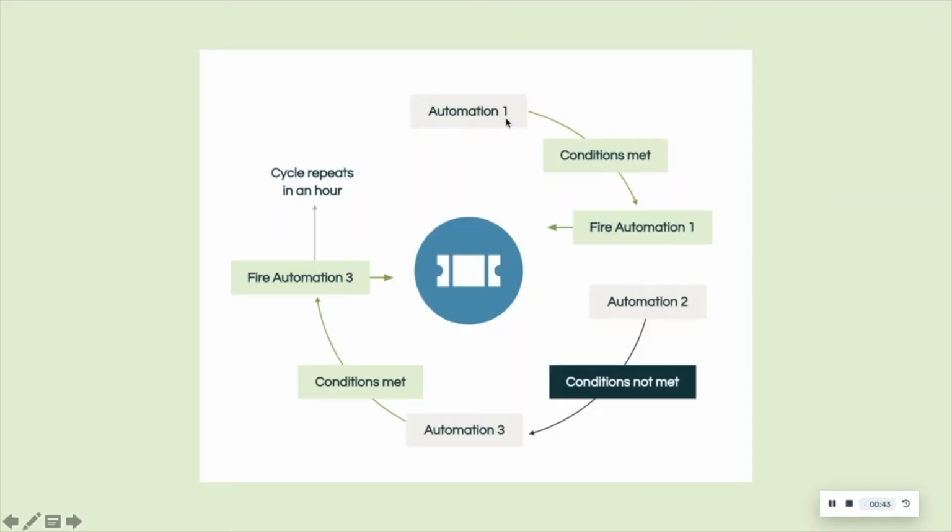Starting at the top, Automation 1 will evaluate your ticket. Those conditions are met, and so Automation 1 fires. Then Automation 2 will evaluate your ticket. Those conditions, however, are not met, so Automation 2 does not fire. The ticket then goes to Automation 3. The conditions are met and then it circles back. If two automations were competing, say one set a priority to high and the next set it to low, the last automation on the list would win since it fires after the first.